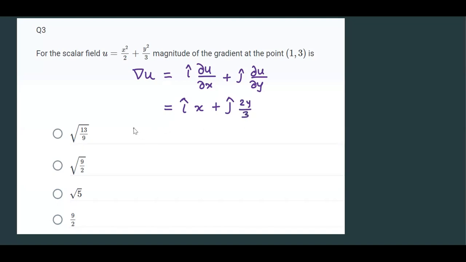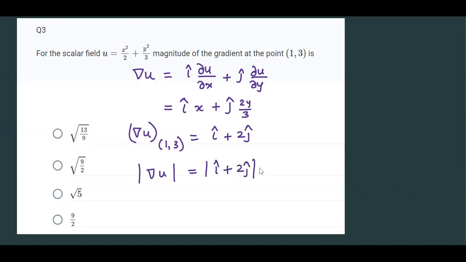Now the gradient at 1 comma 3, when we substitute, I get i plus 2 into 3 upon 3, I'll get 2j. What is the question? Magnitude of this gradient. So magnitude of this vector is under root of 1 square plus 2 square, which is under root 5. Simple, very simple. There was no difficulty in this question, provided you understand the gradient.